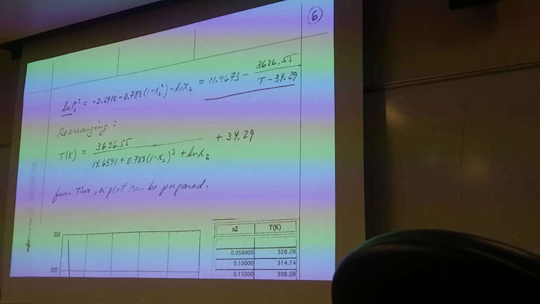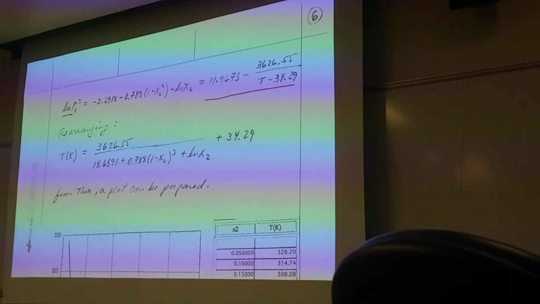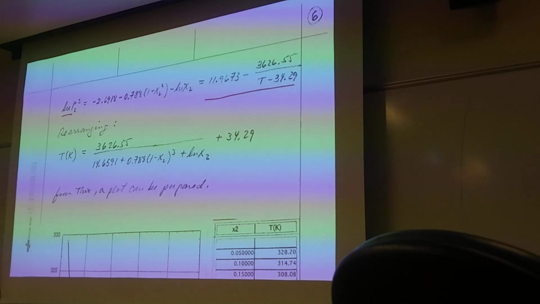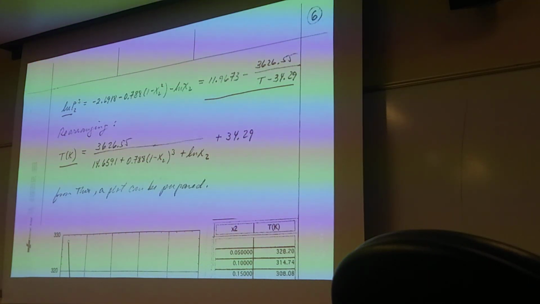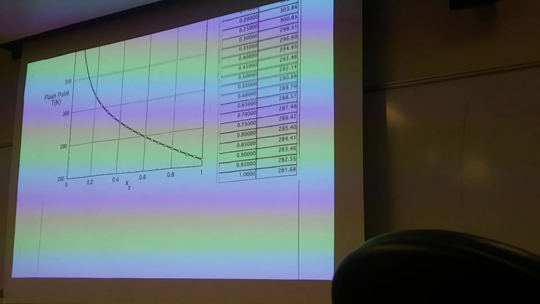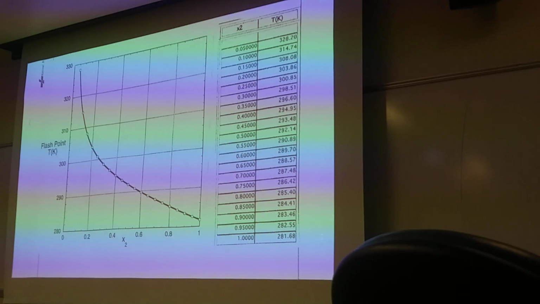So what I recognize here is that I've ended up with an equation that relates T to x2, and that's exactly what I want. That's the flash point temperature as a function of x2. It turns out in this case I can rearrange it to have an explicit expression for the temperature, there it is, and then plot that. Any question about this?